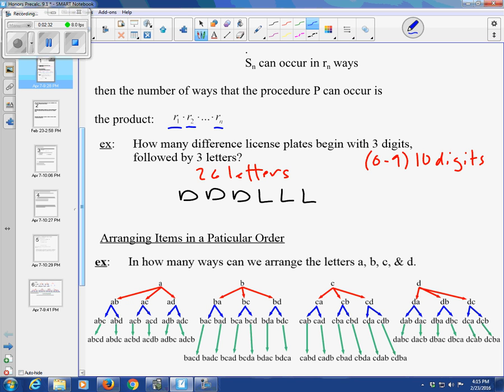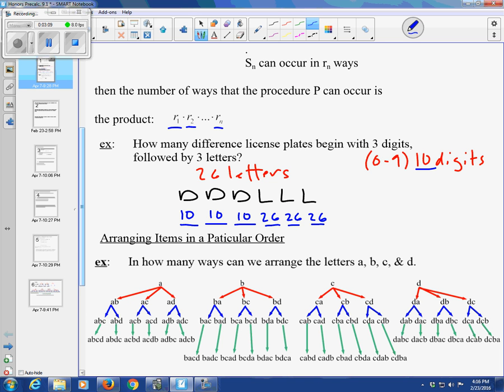So what we want to do is go through and figure out how many ways each stage can happen. So how many ways can we choose the first digit? Well, we've got 10 digits to choose from, so we would say there are 10 possible ways we can choose the first digit. Similarly, we are choosing a digit again, so we can say there are 10 ways that we can select that second digit, 10 ways to select that third digit, right? Now we're moving on to our letters. So right here what we're going to say is we have 26 ways to select that first letter, 26 ways to select the second letter, and finally 26 ways to select the third letter, right?